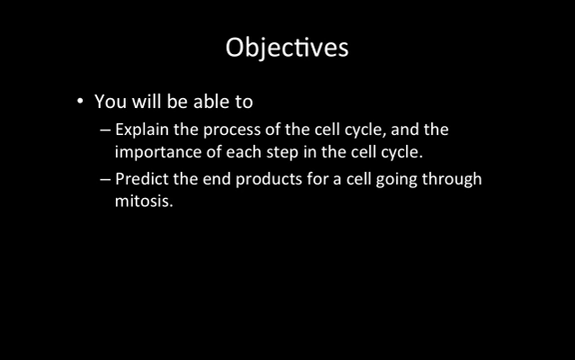Additionally, you should be able to predict the end products of a cell going through mitosis. You should know that they produce two genetically identical cells with the same number of chromosomes as before, and that all cells in the body perform mitosis, except for when we're producing sperm and egg.